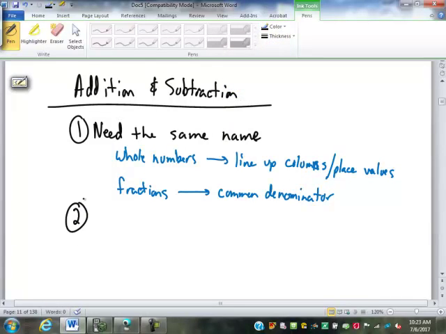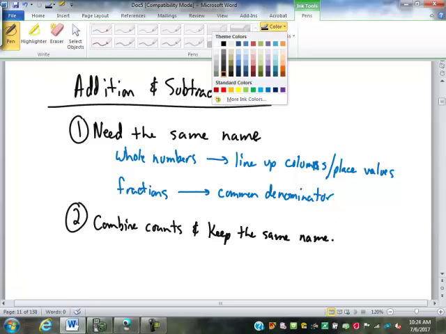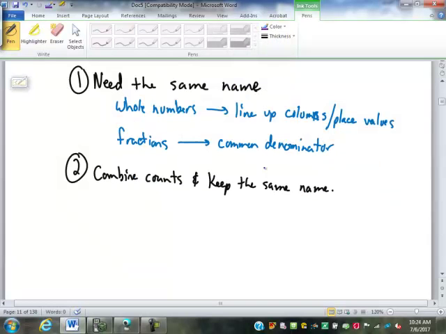Second, once you had the same name, you combine the counts with whatever operation you're doing, and you keep the same name. So let's take a look at what this all means for our decimals.